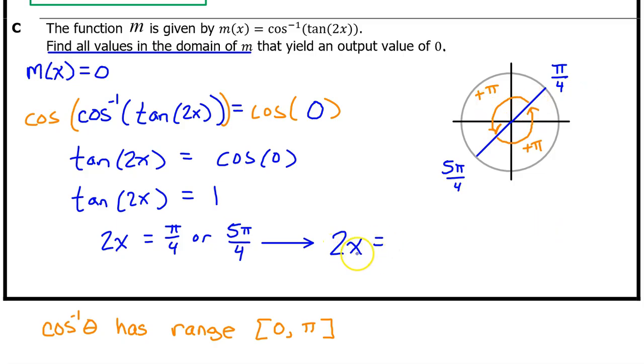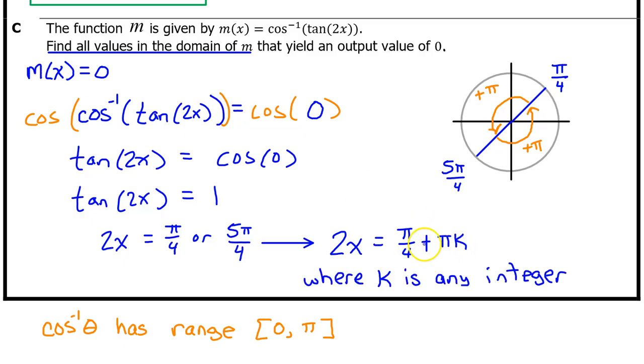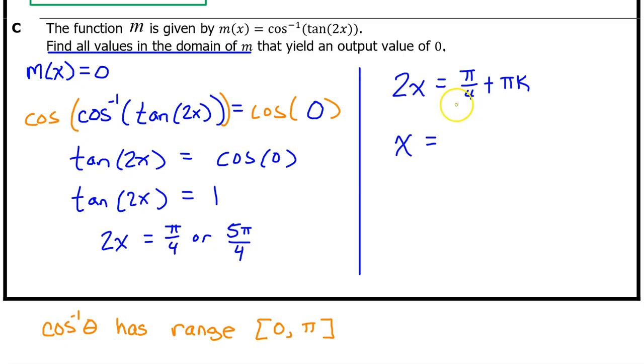We can express that 2x is equal to infinitely many values by starting with the first value in the first quadrant, pi over 4, and adding multiples of pi. So I'm going to add pi k, where k is any integer. Now we have an expression for the infinitely many values of 2x. We still need to get x by itself by dividing both sides by 2. How do you divide pi over 4 by 2? Well, the shortcut is the 2 ends up in the denominator like this.